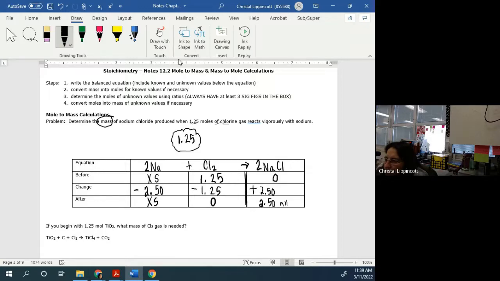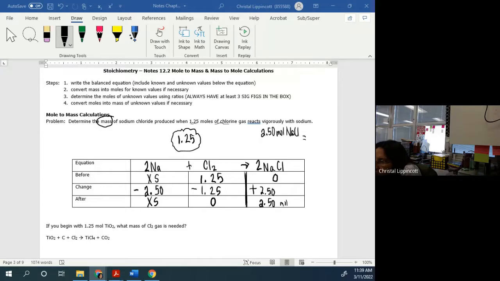So if I have 2.50 moles of NaCl, how do I get that into grams? What am I going to do? This goes back to chapter 10, which you had your last test on. We're converting moles to grams. How do I do that? Okay, so I'm going to multiply by my molar mass.